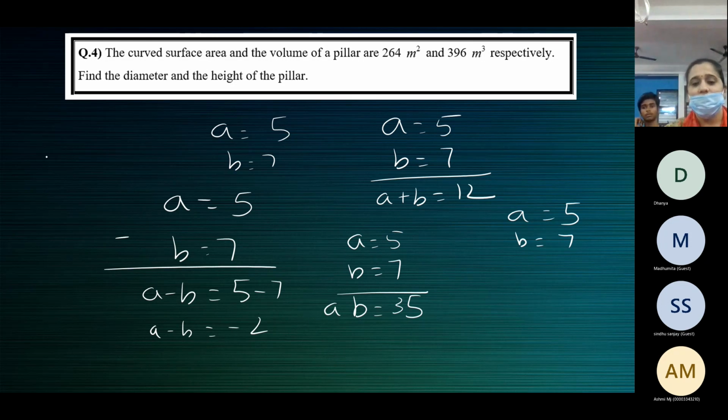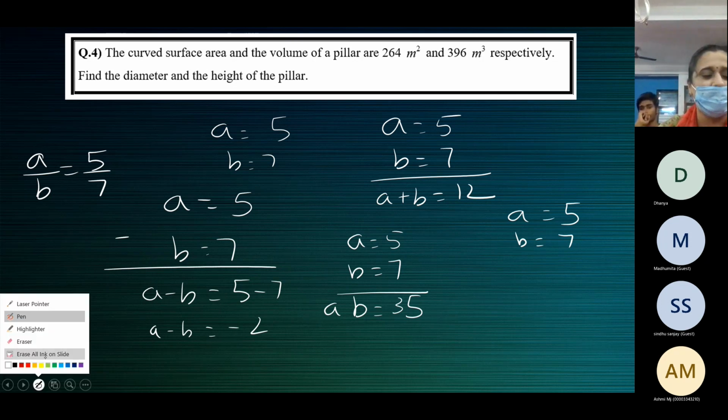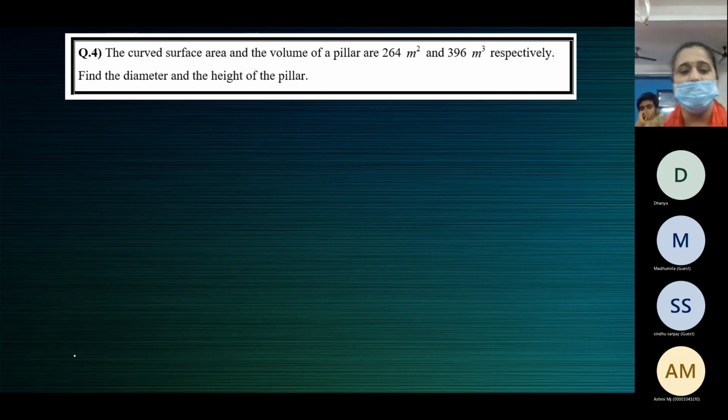When you divide, what do you get? A by B is equal to 5 by 7. Very good. A by B is equal to 5 by 7. So when you have two equations, you can add, you can subtract, you can multiply, you can divide, you can do anything.